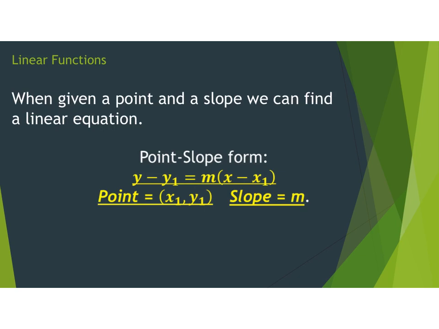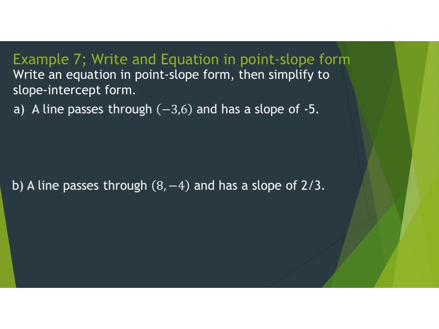Another way that we can write lines is in what we call point-slope form. This is easy to do if we're given a point and the slope of the line. We can find the linear equation in point-slope form as y minus y1 equals m, your slope, times x minus x1, where x1, y1 is your point and the slope is m. In these examples, given the point and the slope, we're going to write it in slope-intercept form, but we're going to start in point-slope form.